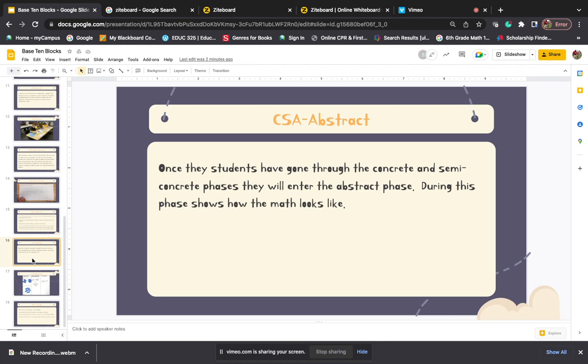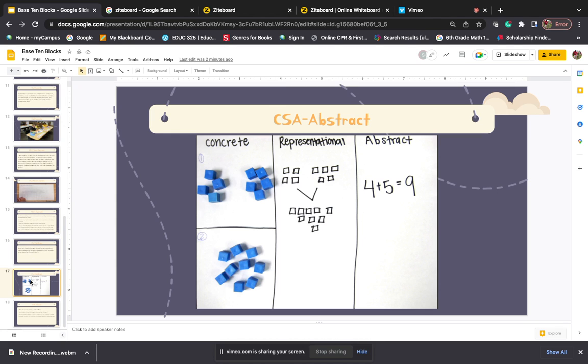Once the students have gone through the concrete and semi-concrete phases, they will enter the abstract phase. During this phase, they will show how the math looks. This is just a quick example to give you an idea: concrete is the manipulatives, the semi-concrete will be drawing it out, and the abstract will be just actually writing the numbers down.